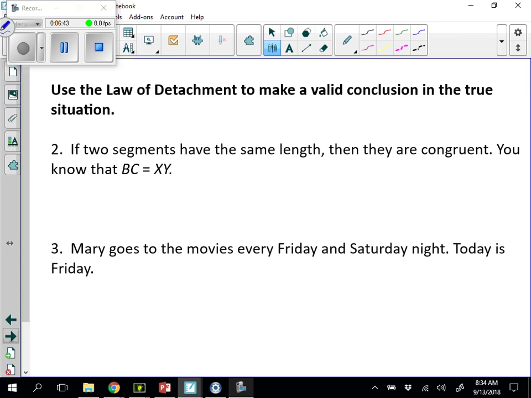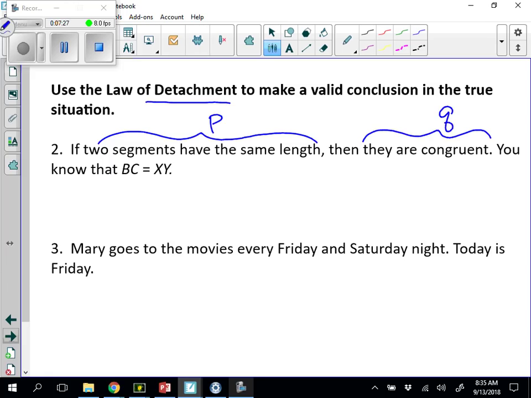So like I said, this is very basic. When we go through it, it will feel a little bit like common sense, but it's where we need to start on logic. So use the law of detachment to make a valid conclusion in the true situation. It says, if 2 segments have the same length, then they are congruent. Okay, that is the statement we're taking as truth. The next sentence says, you know that BC equals XY. So if I break this down a little bit, my hypothesis is right here. If 2 segments have the same length, the conclusion says they're going to be congruent.